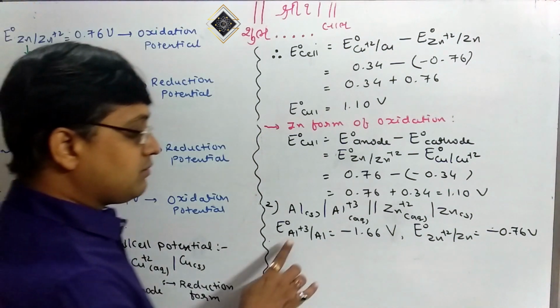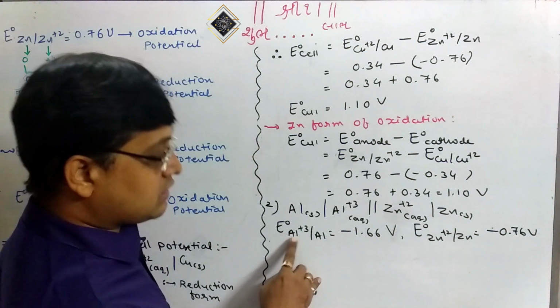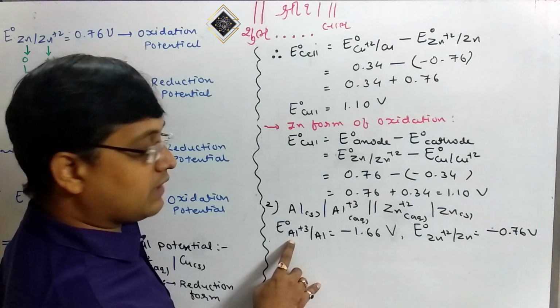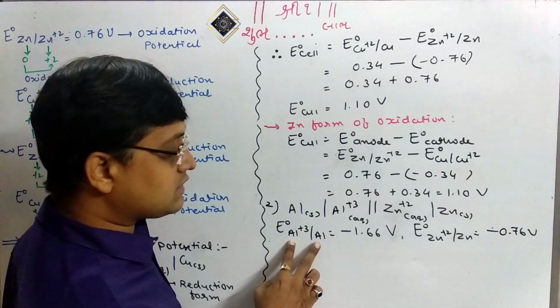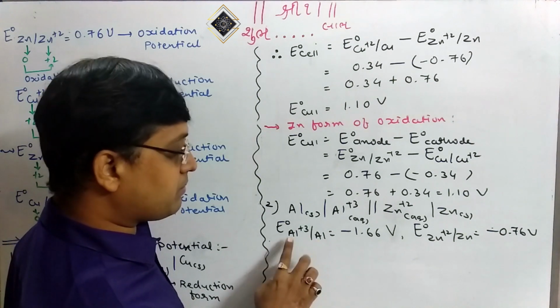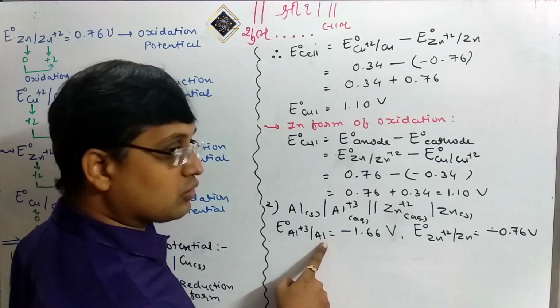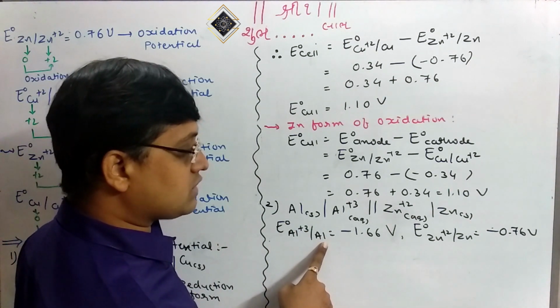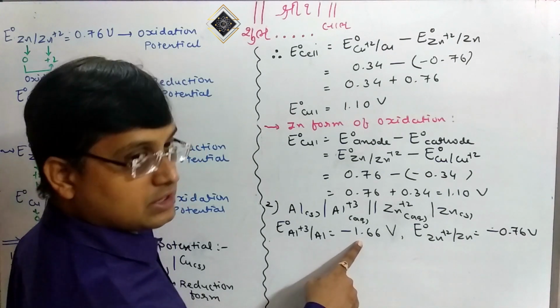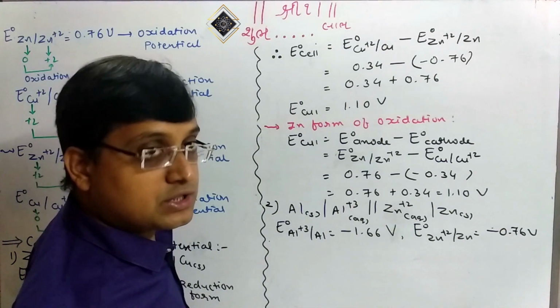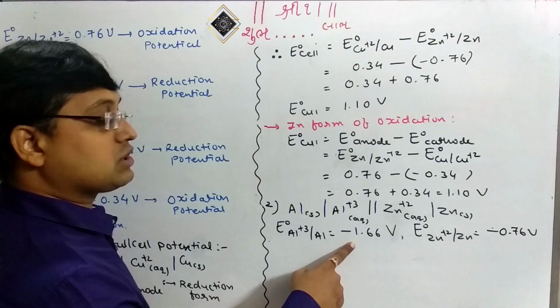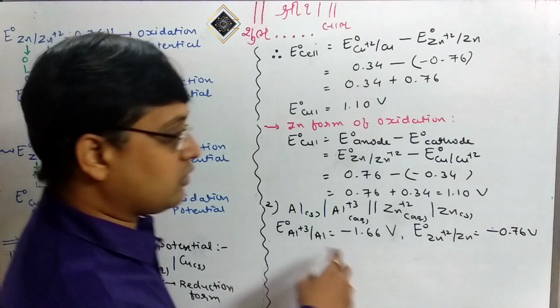Now just give attention. The first is Al plus 3. That means the oxidation number of aluminium is plus 3. It is converting to Al, that is 0. Plus 3 to 0 means a decrease of oxidation number. The potential is reduction, since a decrease means a reduction reaction. So the given potential of aluminium is in reduction form.